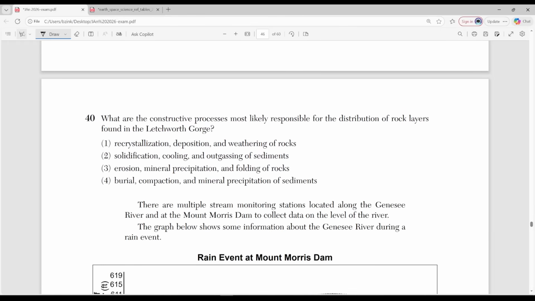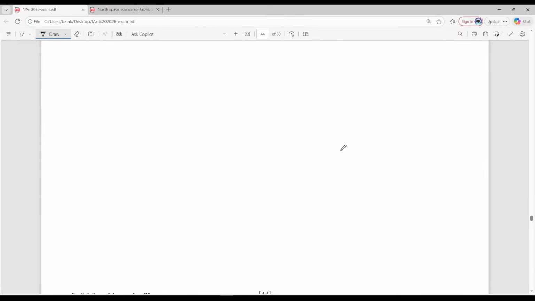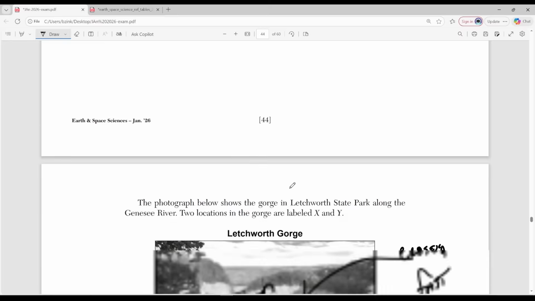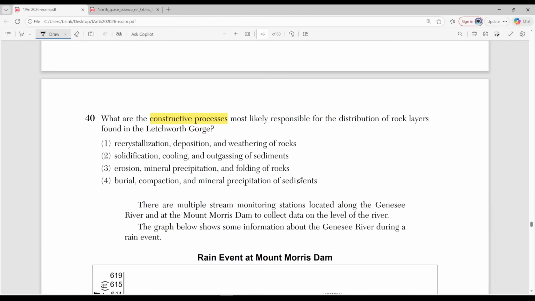All right, number 40. What are the constructive processes? So that means something's being created, most likely responsible for the distribution of rock layers. So now we said it was sedimentary. Remember? Shale, sandstone, limestone. So we need to make sedimentary rock. Solidification is igneous. Recrystallization, that's metamorphic. Erosion, possible. Precipitation, possible. Folding, that's metamorphic. Burial, compaction, boom.